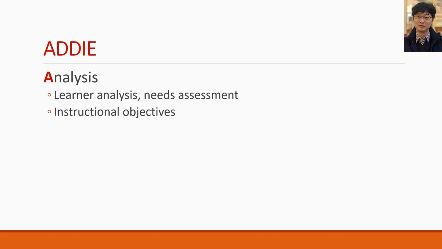First is analysis. In this stage, we need to identify if there is a need for instruction, if there is a performance gap. And also in this stage, we need to know our target learners. So we need to do some learner analysis to know learners' characteristics. And at the end of this stage, we will form our goal for instruction. To put it another way, we'll have our instructional objective.